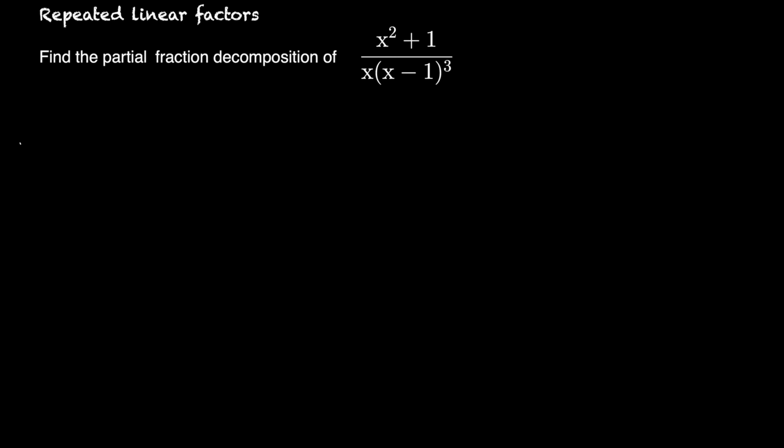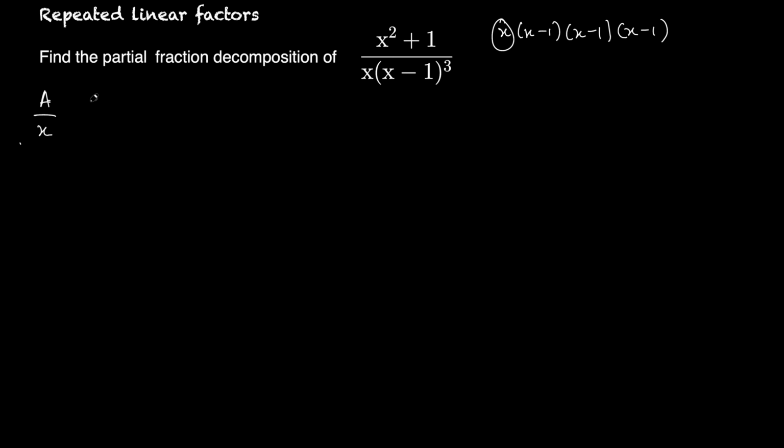In this video, I am going to be talking about how you can decompose partial fractions with repeated linear factors. Taking a look at the example we have, looking at the denominator, we have x times (x minus 1) raised to the power of 3, which means that we have a product of x and (x minus 1) multiplying itself 3 times.